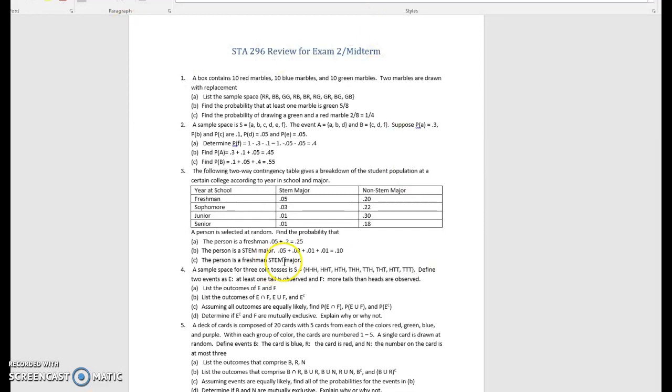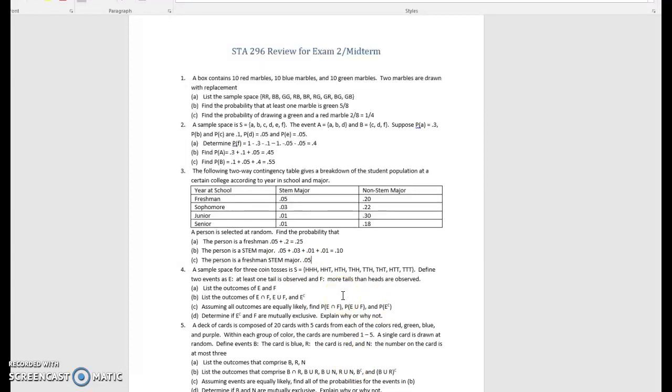All right, now let's go to C. The person is a freshman STEM major. Now let's notice our freshmen are in the first row. Our STEM majors are in the first column. We want both of these things occurring at the same time, which will be our freshman STEM majors, only this entry right here, 0.05.